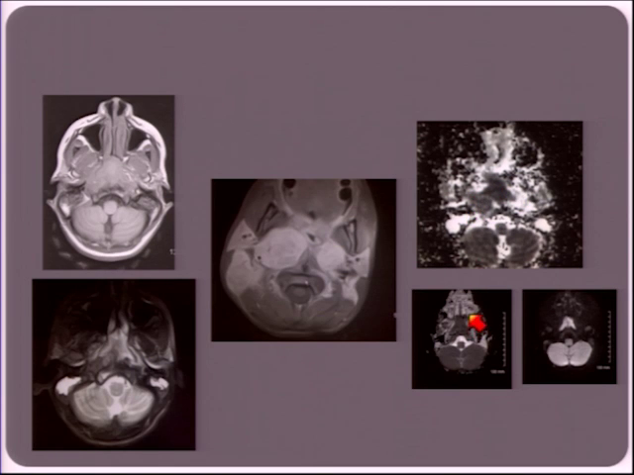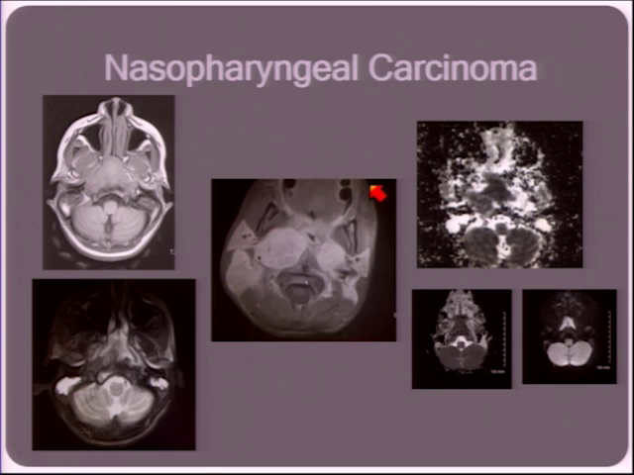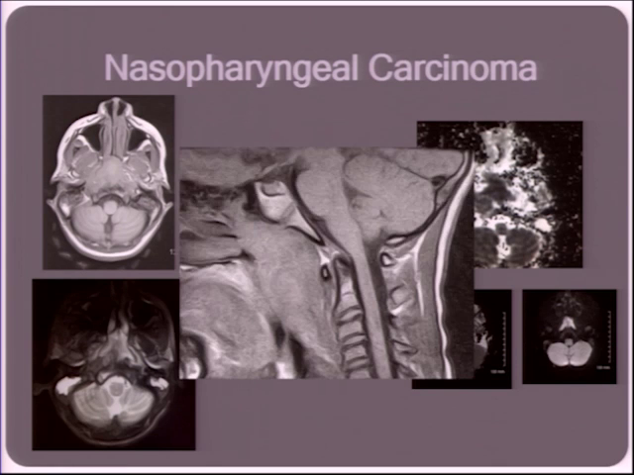And I included a picture from a normal patient just showing that the normal adenoids can look relatively bright, a little bit bright on DWI, making it hard to look at the diffusion weighted images in the nasopharynx. This was a nasopharyngeal carcinoma. And one of the pertinent negatives in this case is that there was no skull base extension, and the clivus looked normal on this T1 weighted image.